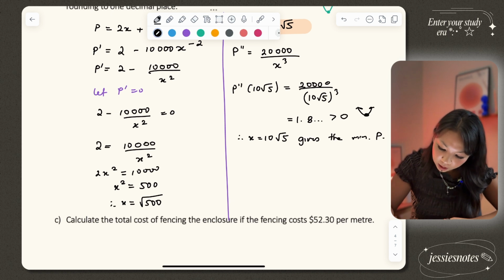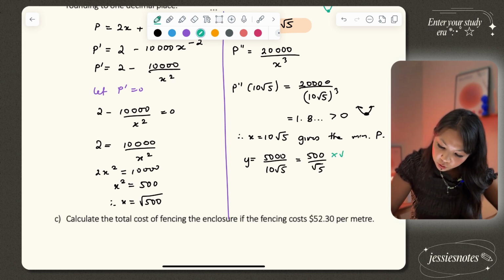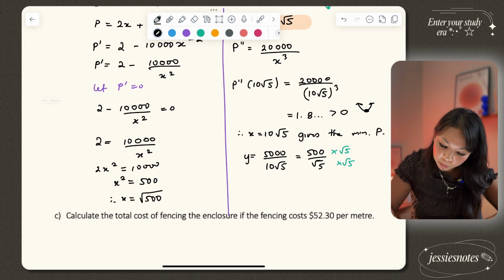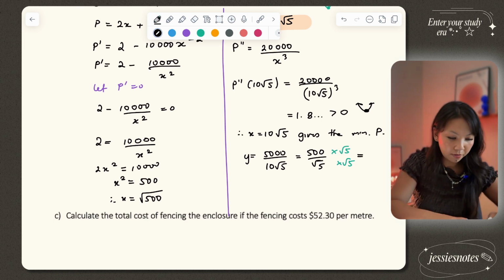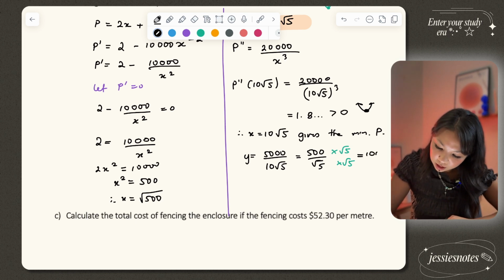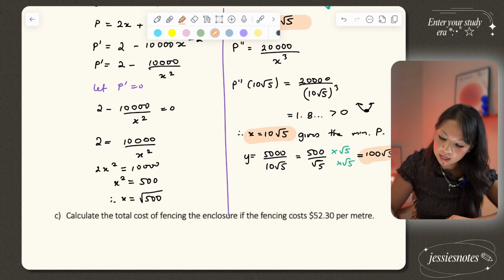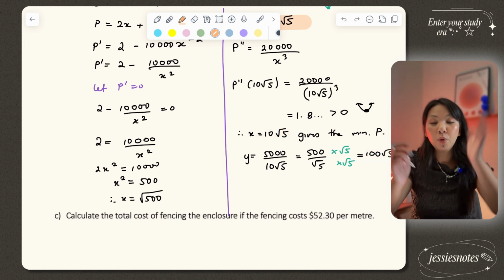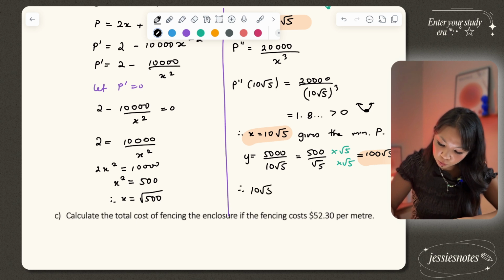So we're going to get y equals 5,000 over x, which is 10 root 5, which gives you 500 over root 5, which you can rationalize by multiplying top and bottom by root 5. 500 divided by 5 is 100, so we get 100 root 5. Okay, great. So that's going to be the y value, or the width, and this here is going to be the length. So therefore the dimensions would be 10 root 5 meters by 100 root 5 meters.